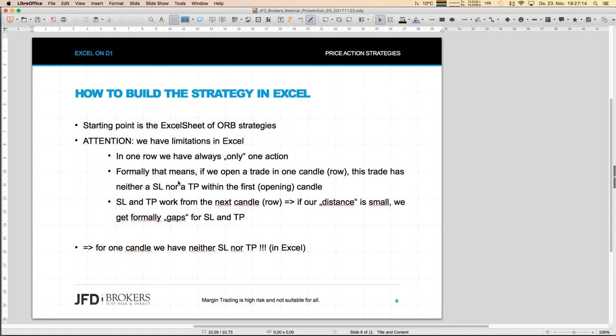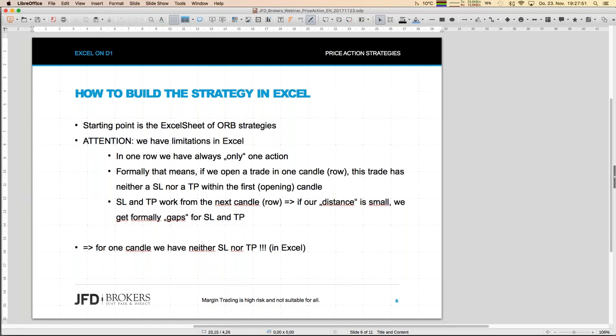There's another limitation: if we go for very small distances between the open and the two orders, then in principle it might be that both are hit within the same candle. And once again, we don't know which one happens first. In this case, I decided for the long trade. But anyhow, I will show you how it works and that we still get quite good results out of that.